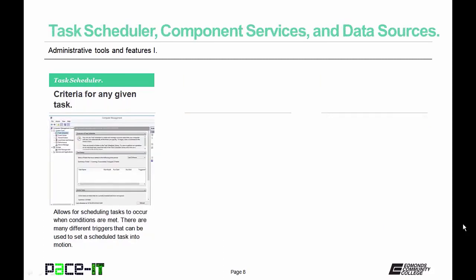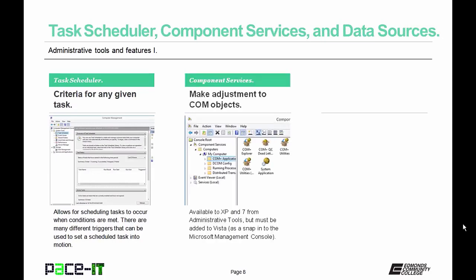Now let's talk about Task Scheduler. This allows the user to schedule tasks to occur when certain conditions are met. There are many different triggers that can be used to schedule a task, and once that criteria is met, the task happens. Component services allow the user to make adjustments to COM objects.